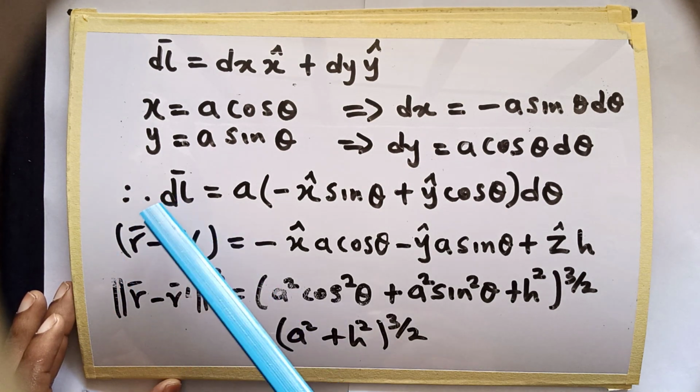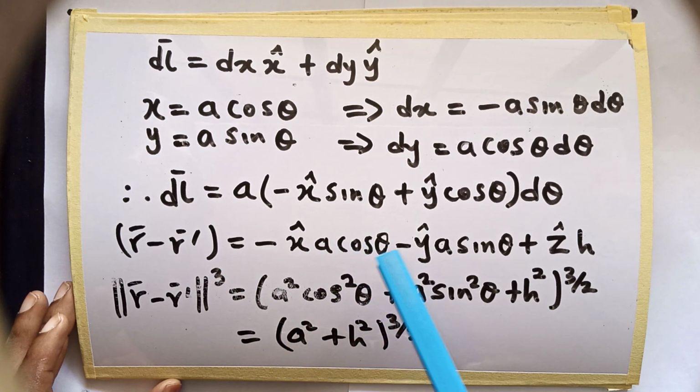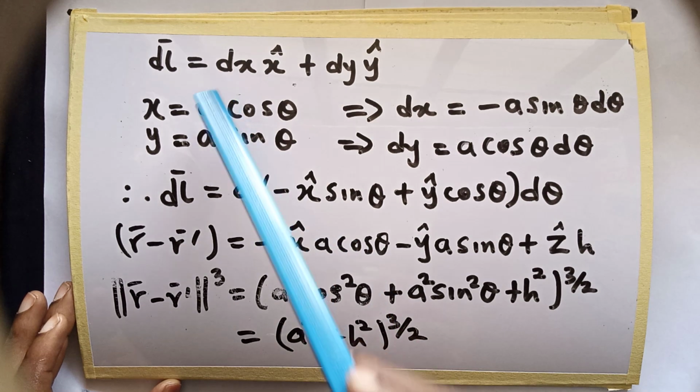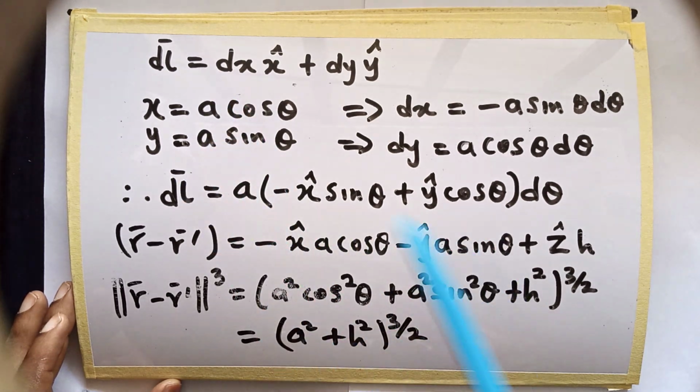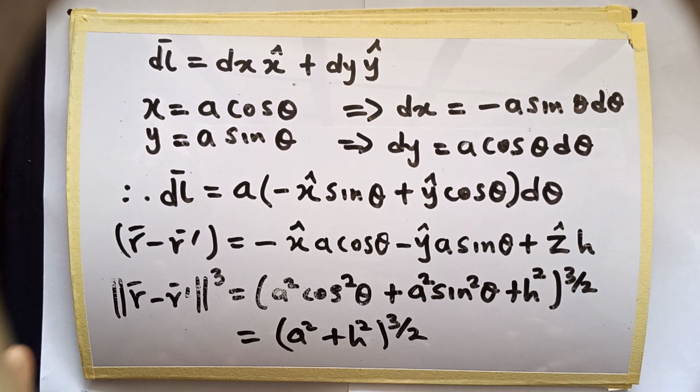To get this vector position, it is given as minus x cap a cos theta minus y cap a sin theta plus z cap h. Mind you, this expression, especially for the x part, is not coming from this part, and this y part is not coming from this part. For you to get this, we need to visit the diagram again and see how it can be determined.